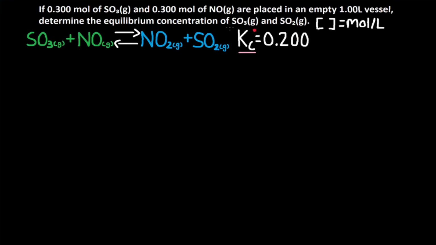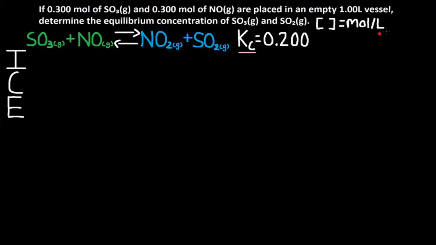This next question is very similar to the last one, so you can pause the video and try this yourself, or you can work along with me. So if 0.300 moles of SO3 gas and 0.300 moles of NO gas are placed in an empty 1 liter vessel, so these are the initial amounts, right? It's in an empty 1 liter vessel. So we know we need to use an ice table.